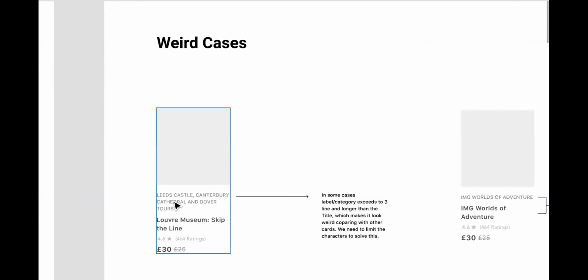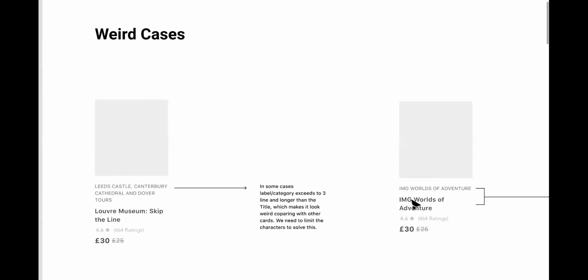This is the real data, real content. You can see this category is longer than the title. Doesn't make sense, right? It's weird, right? Sometimes we have the name and the category the same. Why are we doing this? These are weird cases, right?